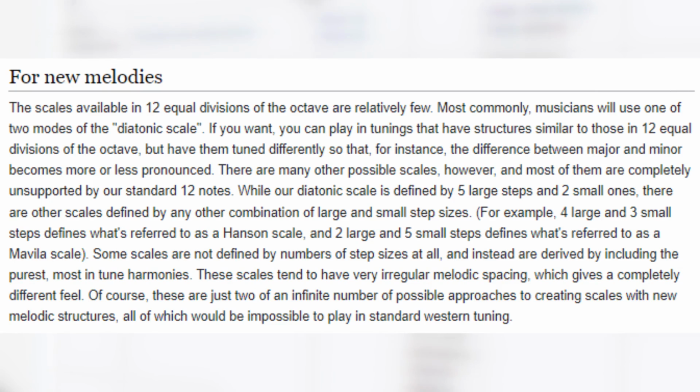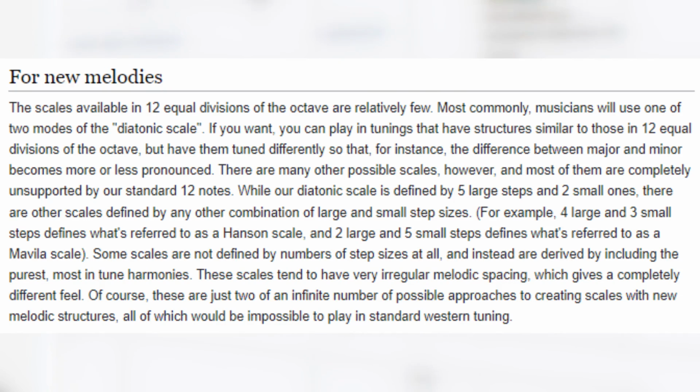3. For new melodies. The scales available in 12 equal divisions of the octave are relatively few. Most commonly, musicians will use one of two modes of the diatonic scale. If you want, you can play in tunings that have structures similar to those in 12 equal divisions of the octave, but have them tuned differently so that, for instance, the difference between major and minor becomes more or less pronounced. There are many other possible scales, however, and most of them are completely unsupported by our standard 12 notes.